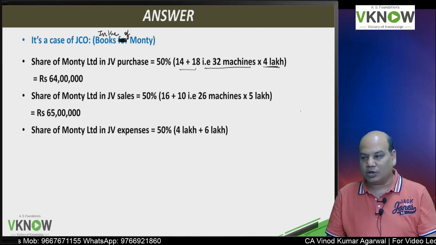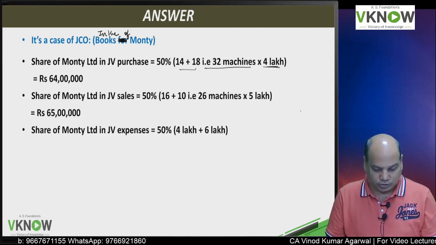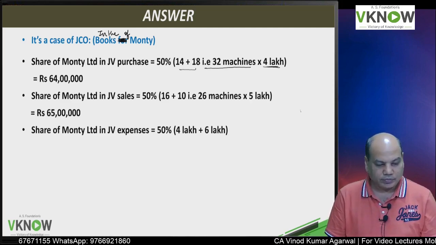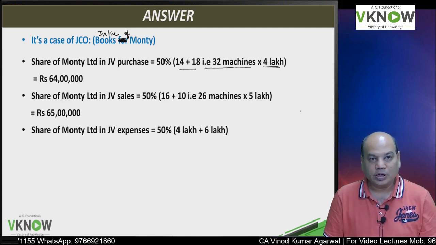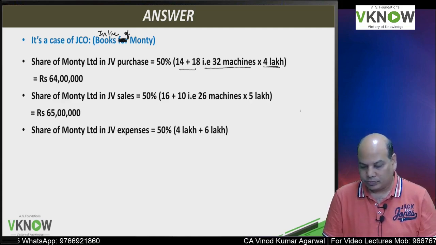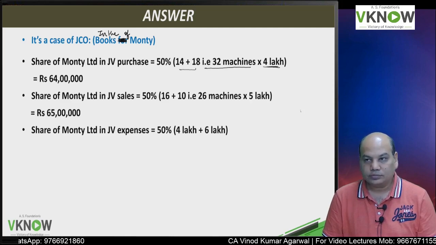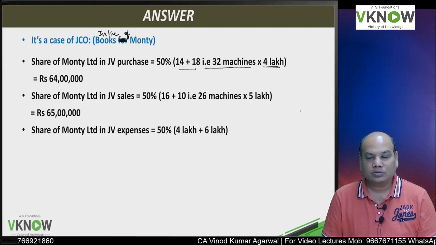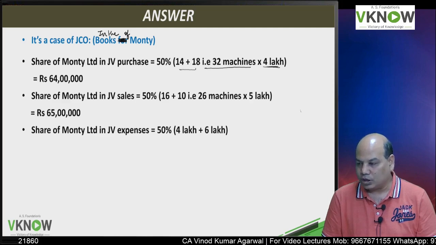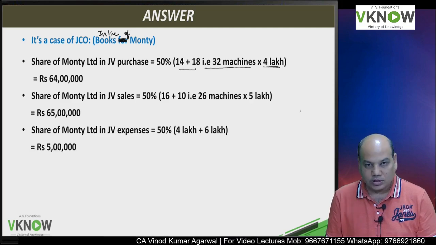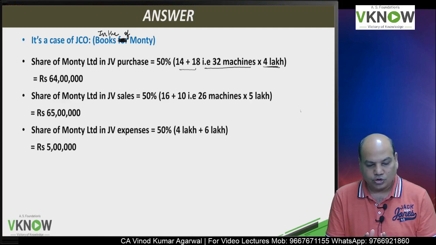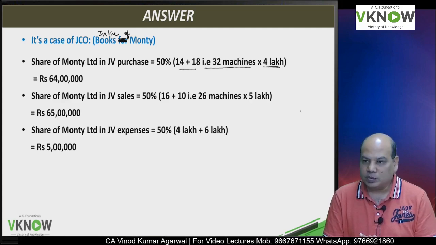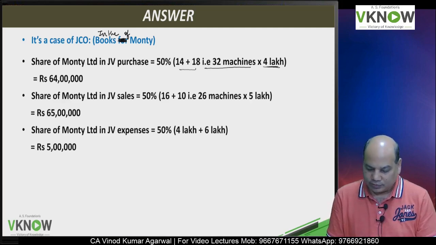Then write down share of Monty Limited in joint venture expense. 50% of 4 lakh plus 6 lakh. Total expense is 10 lakh. Each of them will share 50%. So that is 5 lakh.